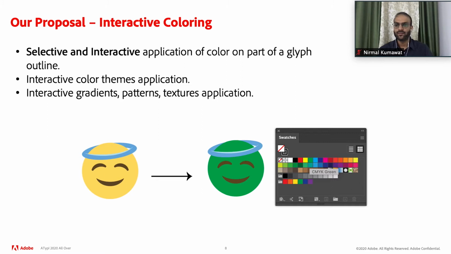In the example, you can see that one of the subpaths of the emoji glyph has been replaced with a different green color, but other subpaths are still intact with the old colors.